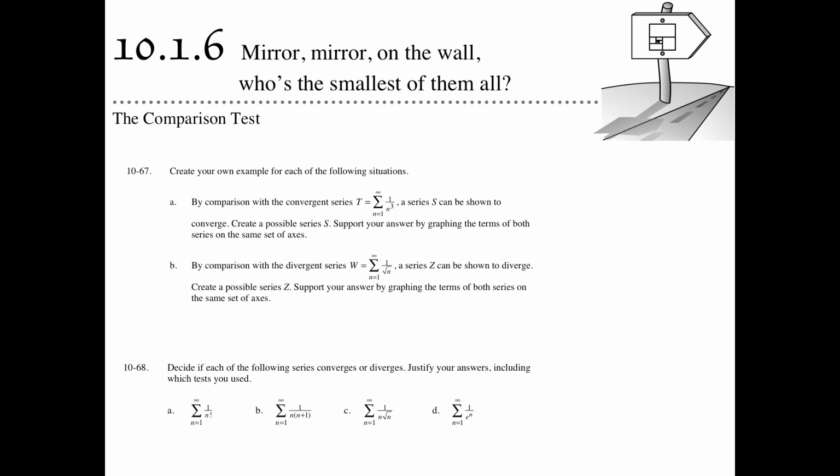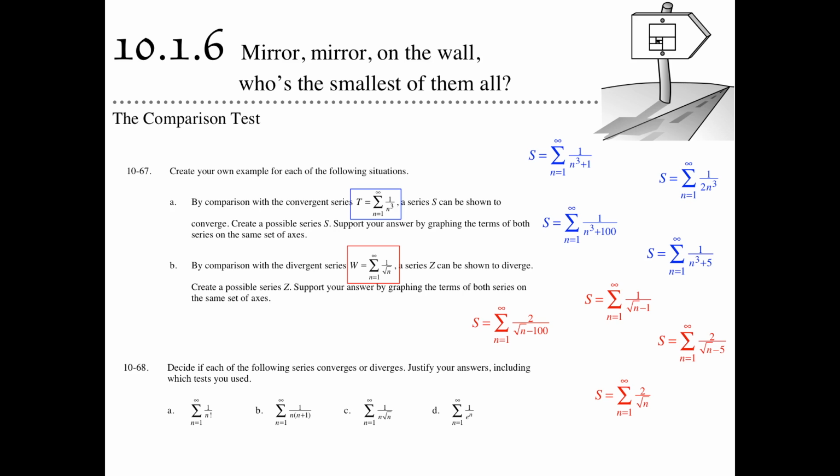Problem 10-67 allows students to play a bit with the comparison test. In part A, they're given a series T that they know converges by the p-series test. Their challenge is to write a similar looking series whose terms are all a bit smaller, so must converge as well. Likewise, in part B, they're given a series W that they know by the p-series test must diverge. And students must write a similar looking series that must diverge as well because the terms are all just a little bit bigger than the terms of W.